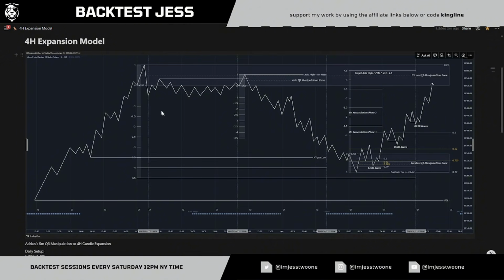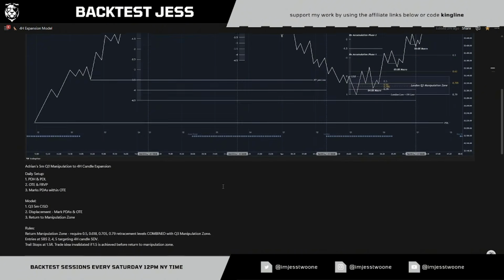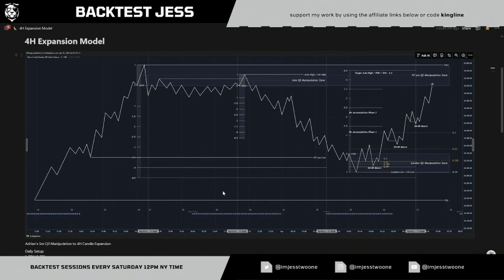Now, with that being said, if the manipulation occurs during Q3, but we return to the zone outside of Q3, we can still take that trade, as long as it's in the form of a 2, a 4, or a 5 type of entry in regards to SBS, if you guys are not following what I'm saying.